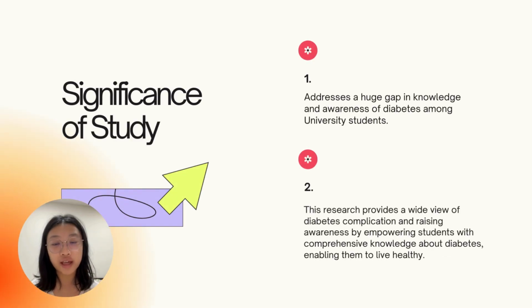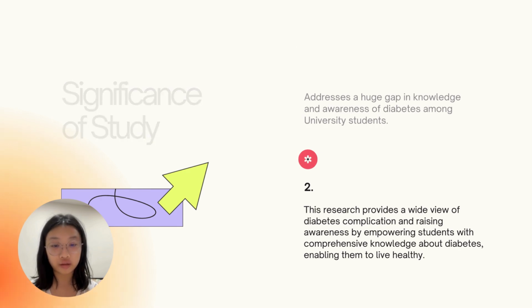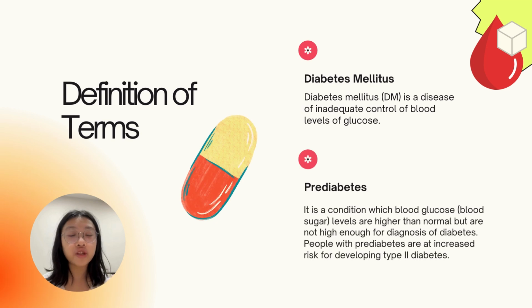This research study addresses a huge gap in knowledge and awareness of diabetes among university students, and also provides a wide view of diabetes complications and raises awareness by empowering students with knowledge about diabetes, allowing them to live healthy. And here are the definitions of terms used throughout my research study.